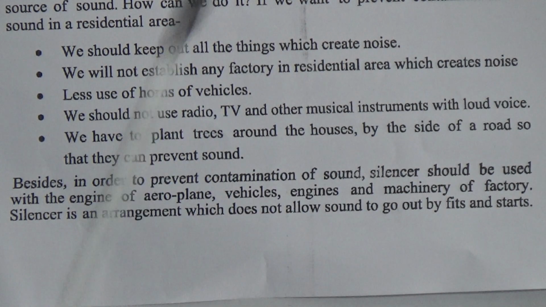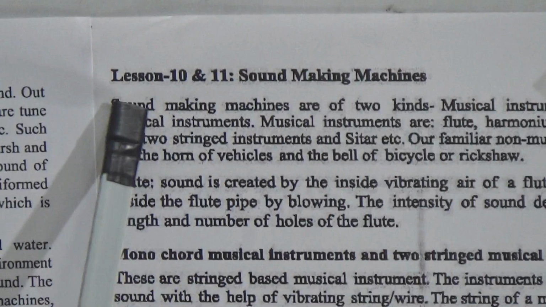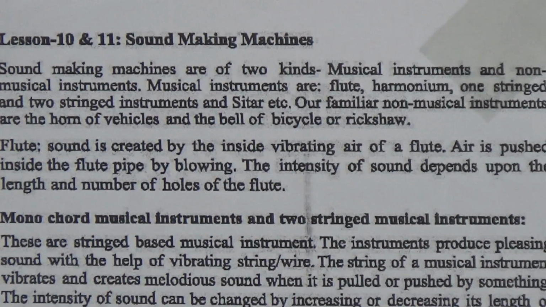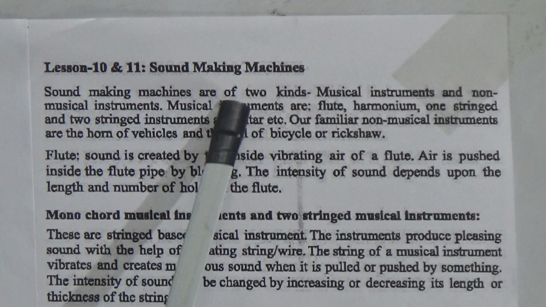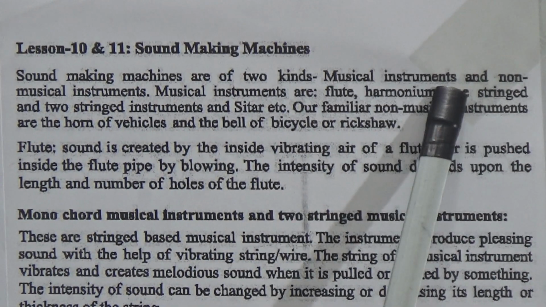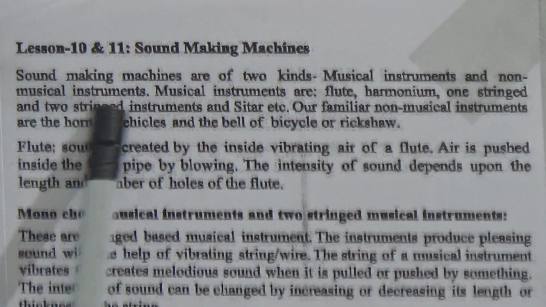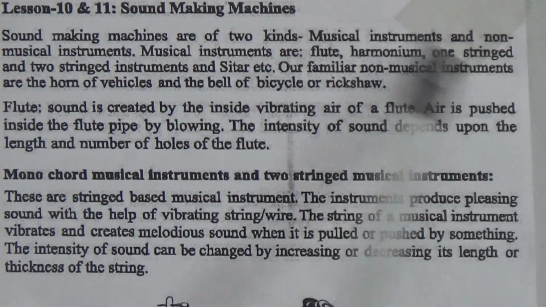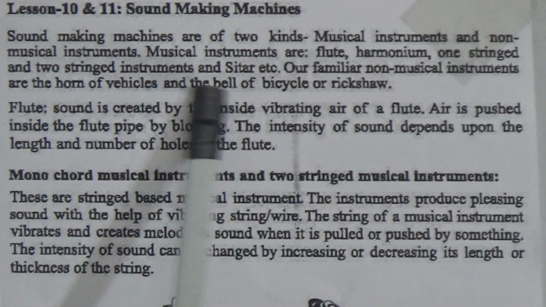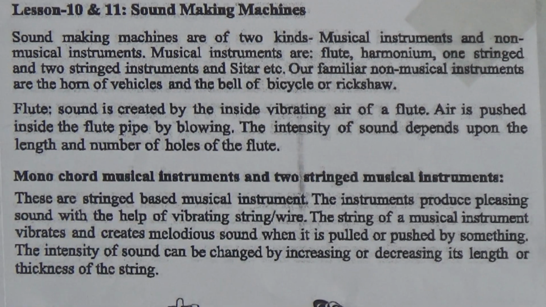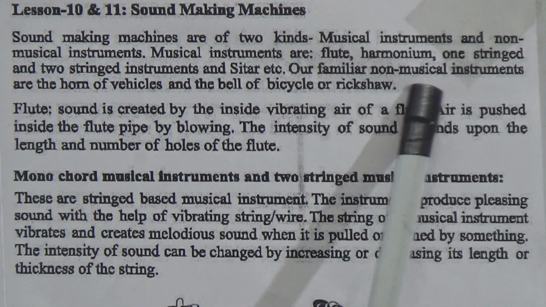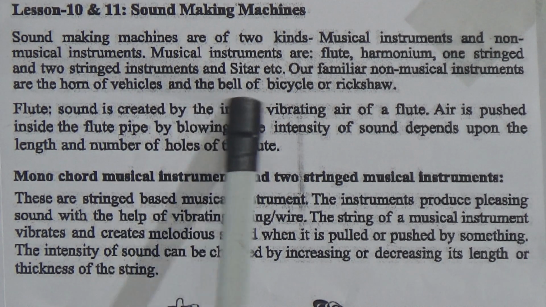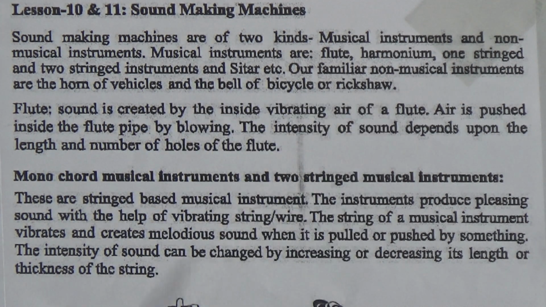Now, we will read lesson 10 and 11. Sound making machines. Sound making machines are of two kinds, musical instrument and non-musical instrument. Musical instruments are flute, harmonium, one string and two string instruments and sitar, etc. Our familiar non-musical instruments are the horn of vehicles and the bell of bicycle or rickshaw.